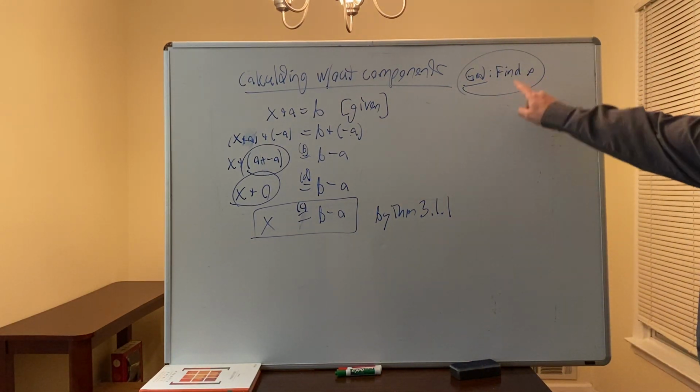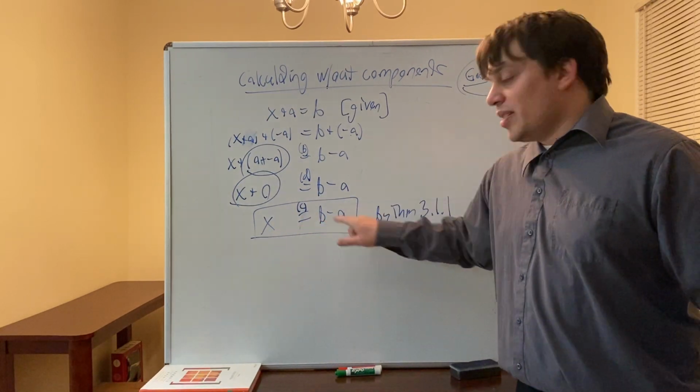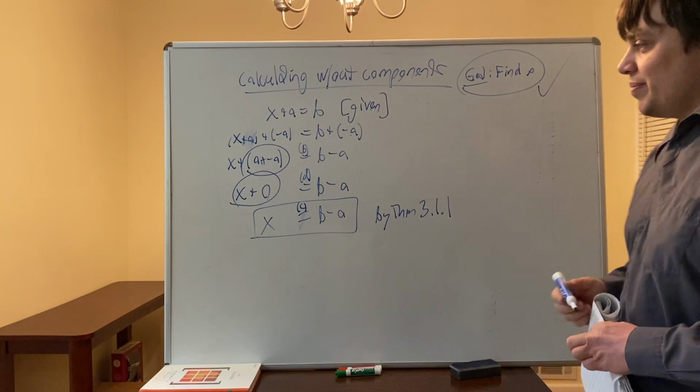Okay, and so we accomplished our goal. The goal is to find x. We found x. X equals b minus a. X is b minus a. And so this goal is achieved right here.